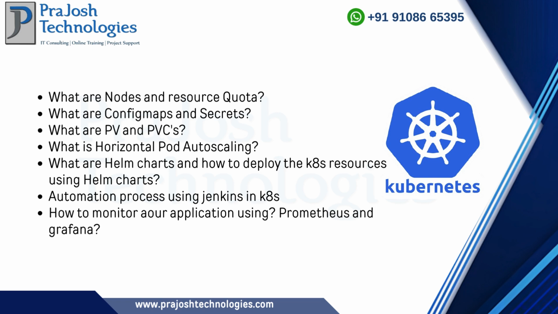So we'll be explaining you the difference between the deployments, daemon set and stateful set, and what are the services that we are going to use like cluster IP, node port, and load balancer, and what are the config maps and secrets, and how do we use the resource quota for nodes and also the pods. And we'll be explaining you the automation process that we are going to do using Jenkins to deploy the deployment in the Kubernetes platform, and also how to monitor your application using Prometheus and Grafana.